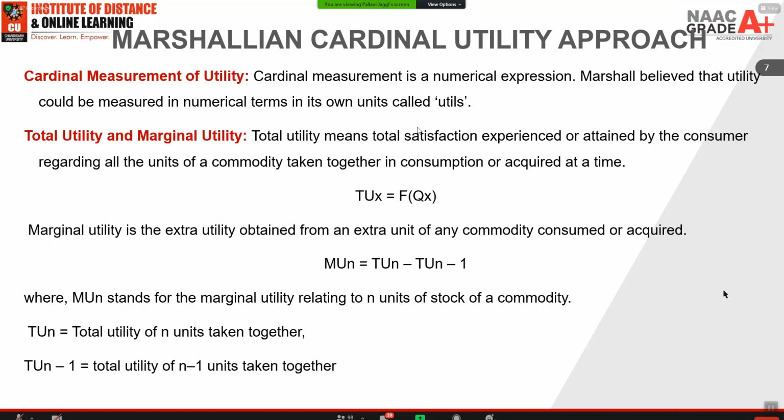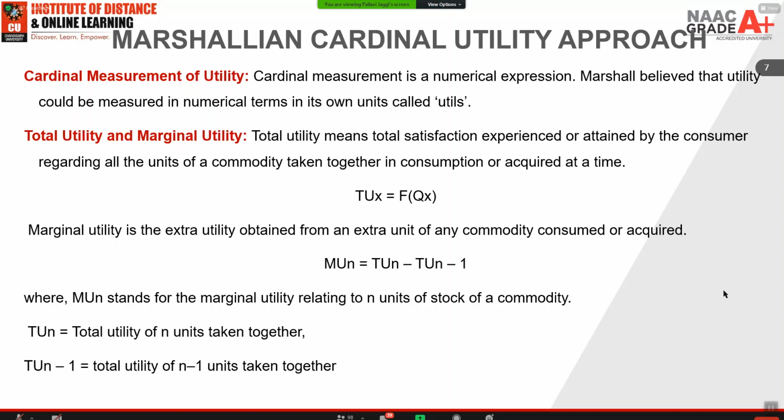So total utility means what? Total satisfaction experienced or attained by the consumer, regarding all the units of the commodity taken together. So you have to combine the utils or satisfaction of all the units that you are consuming. This is what we call total utility, right?